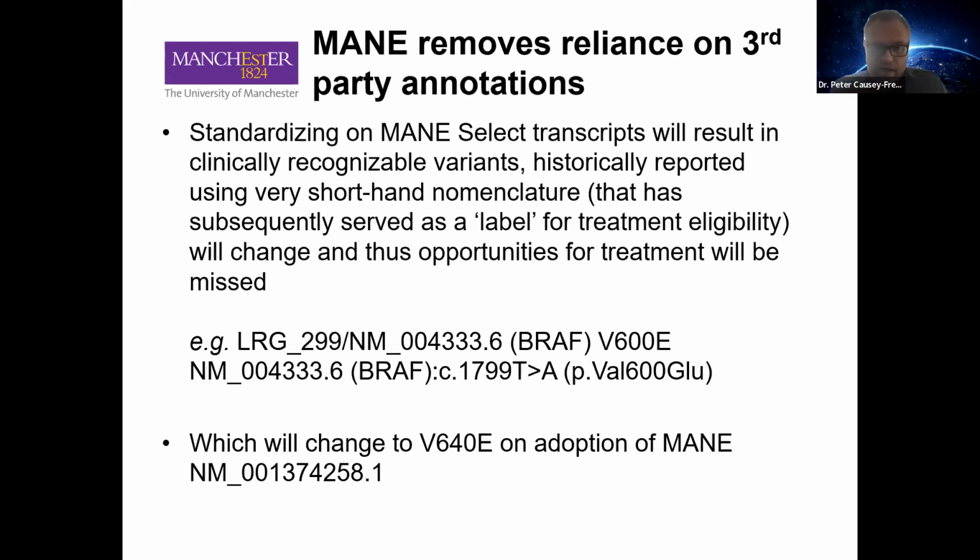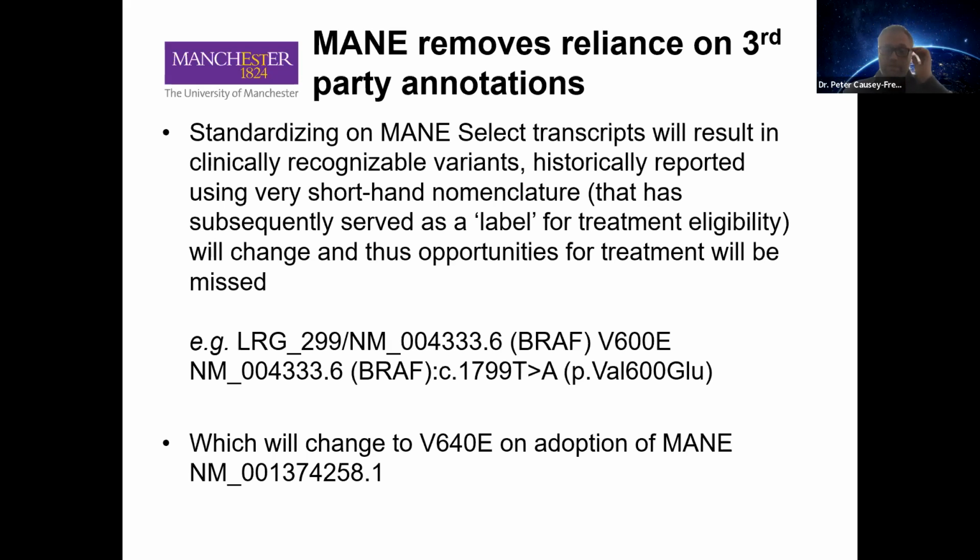This came in as a bit of fear from the genomics community, talking about the BRAF gene that Nikki mentioned earlier. The fear was that standardizing on the MANE Select transcript would result in clinically recognizable variants, historically reported in a shorthand nomenclature, being missed because the numbering in context of the protein and the transcript would change. What was inferred here is that the reference sequence would be LRG_299t1, which is equivalent to NM_004333.4, I think it's .4 actually.